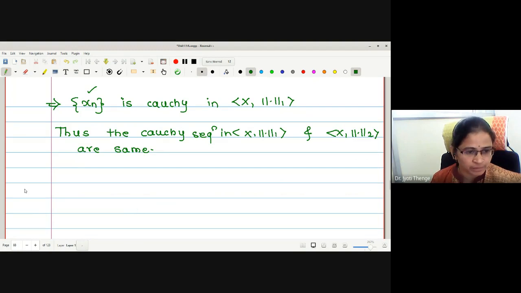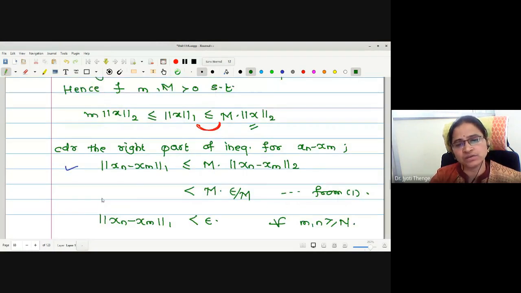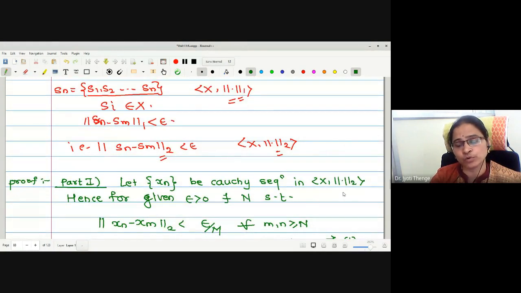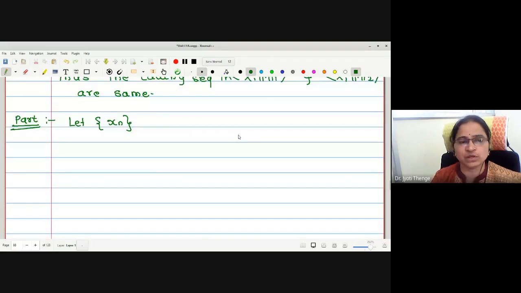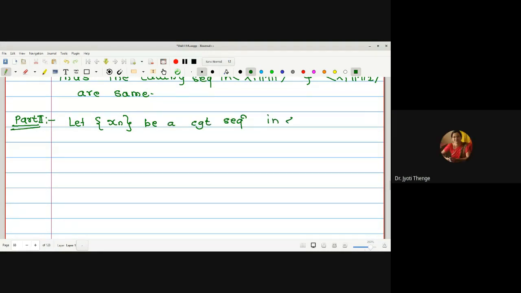Now, in the second part, we are going to prove the same concept regarding convergence of a sequence. Therefore, let me start with one convergent sequence. Let xn be convergent, right? Here, in which norm have we assumed? Norm 2 we have assumed. Now for the second part, let me assume with respect to norm 1. Let xn be a convergent sequence in X with norm 1. Then the aim is to show it is convergent in X with norm 2 also.